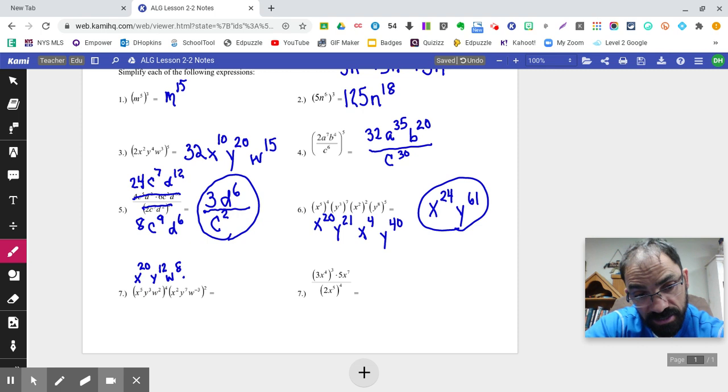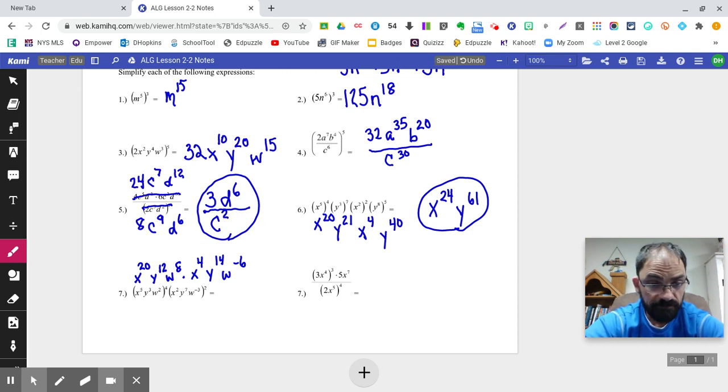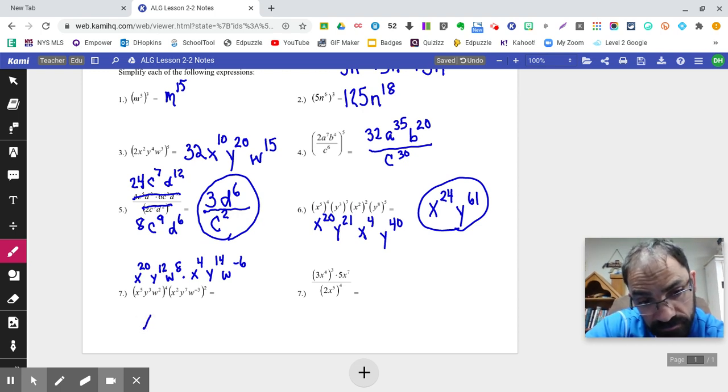X squared raised to the 2nd, x to the 4th. Y to the 7th squared is y to the 14th. And negative 3 times 2 is negative 6, so that's w to the negative 6. So once again, like bases, we have x to the 20th and x to the 4th is x to the 24th.